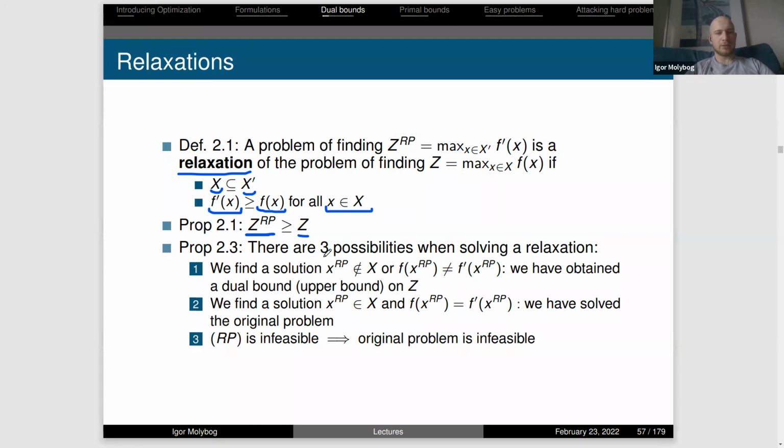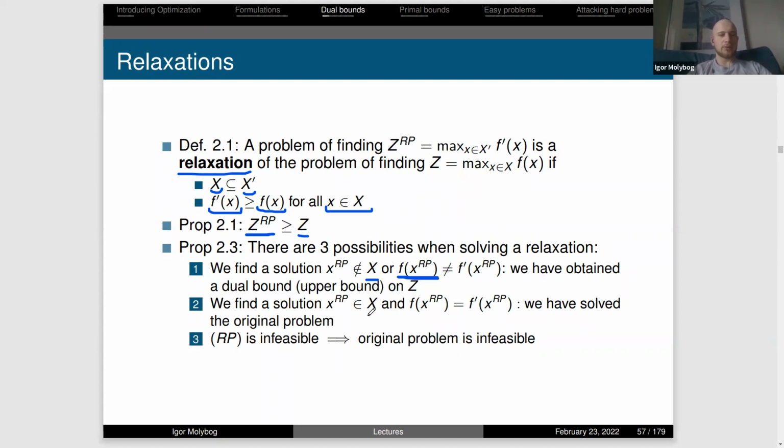And there are three possibilities when solving a relaxation. You might have found a solution that does not belong to the original feasible set. Or even if it does belong to the original set, its new value might not be equal to its original value. Then we have obtained a dual bound.